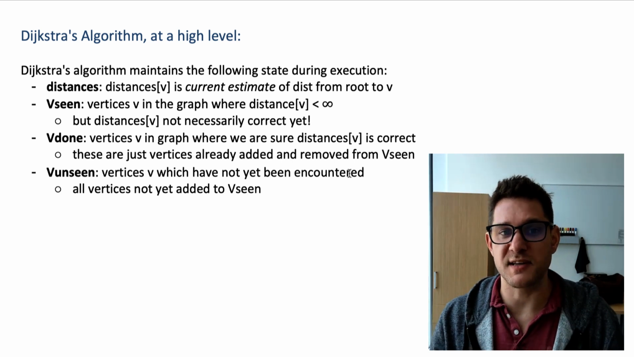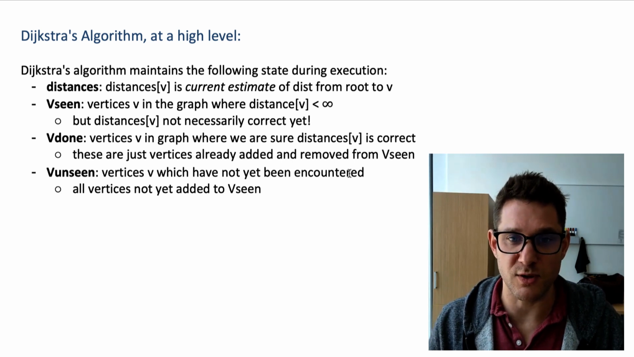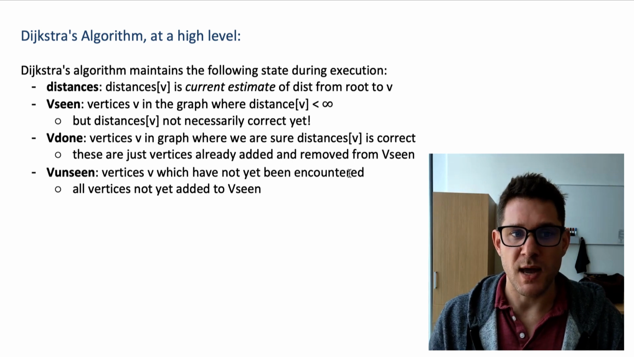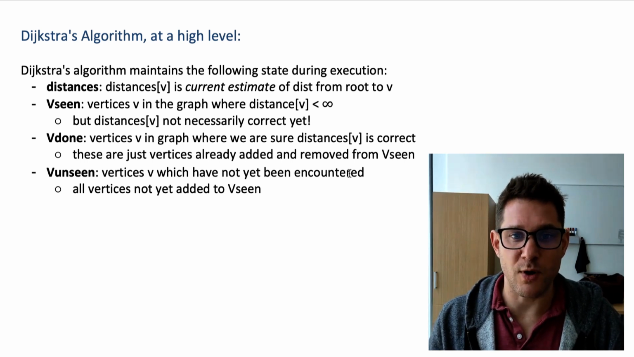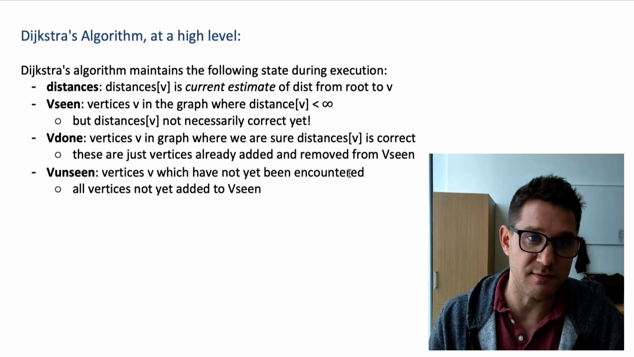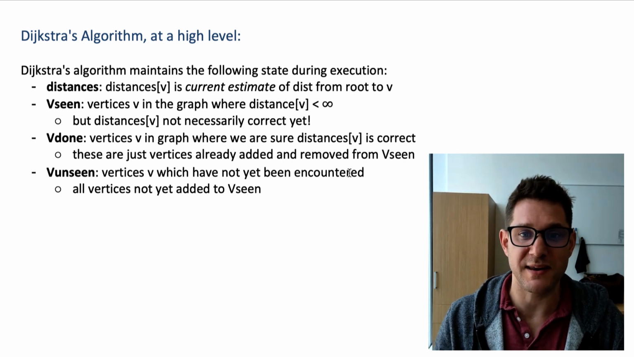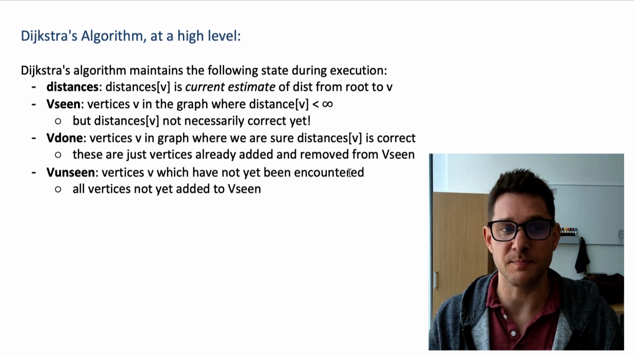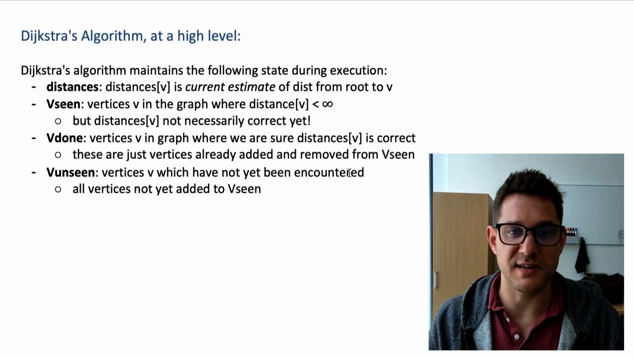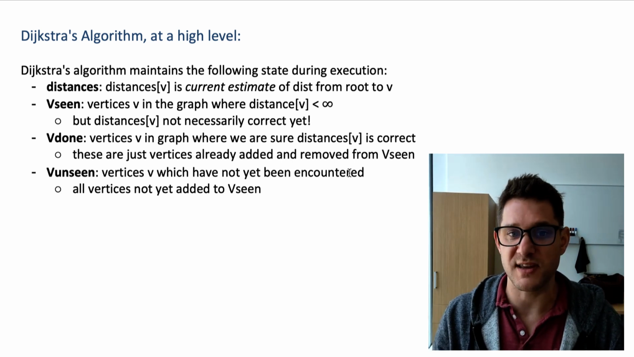V-done will be vertices for which we're sure we've already computed the optimal distance between the root node and v. V-done will essentially be the vertices that were already added to this heap, V-seen. V-seen is going to be a heap data structure. They were added and removed. So if you were in V-done, it means you were added to V-seen and then later removed from V-seen. V-unseen are the vertices which you actually haven't encountered yet. These are the vertices which have an infinite distance and they haven't been added to V-seen just yet.